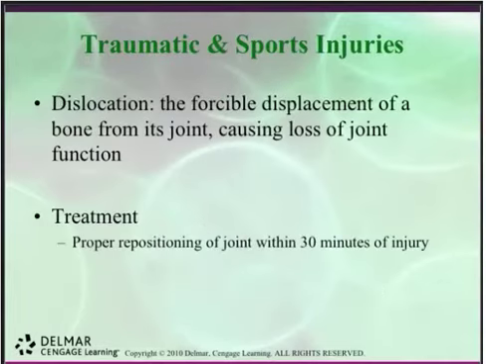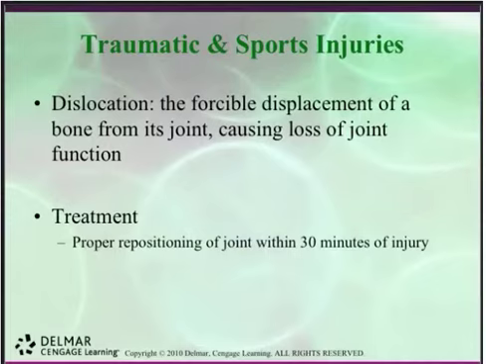Other types of injuries include dislocations. This is the forcible displacement of a bone from its joint, causing a loss of function. And treatment is to reposition the joint within half an hour of injury. Again, that's what we call reduction. Three most common causes of dislocation are severe injury, congenital weakness, and arthritis. The possible consequences from an untreated dislocation are damage to the joint and weakness, along with osteoarthritis.